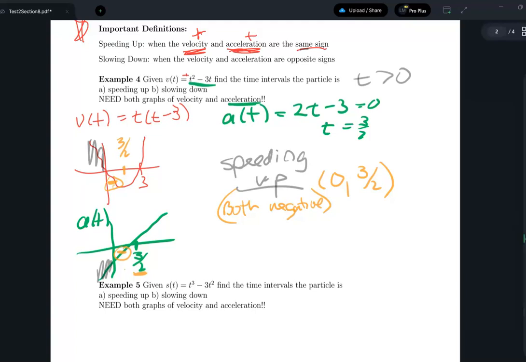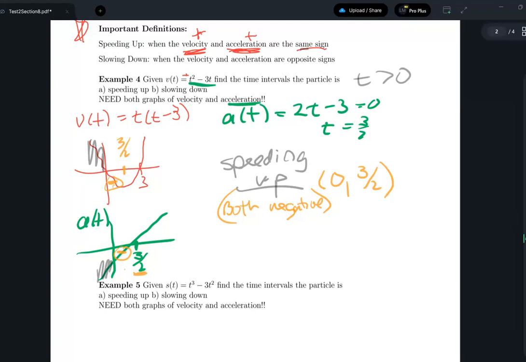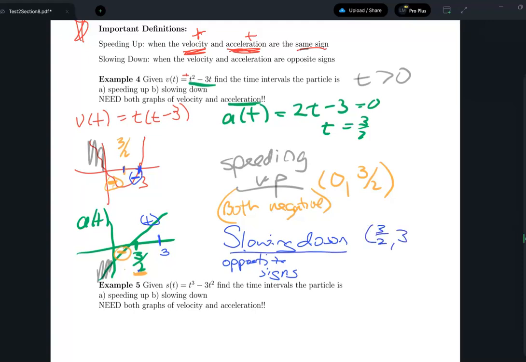Okay, so let's look at the next little time interval. Let me get a different color. Here we go, blue. Between 3/2 and 3, this one is negative, right? And between 3/2 and 3, this is positive. So they have opposite signs, right? And if it's opposite signs, that's when they're slowing down. So it's slowing down between 3/2 and 3.